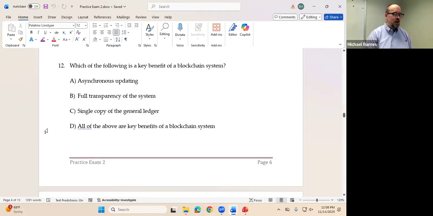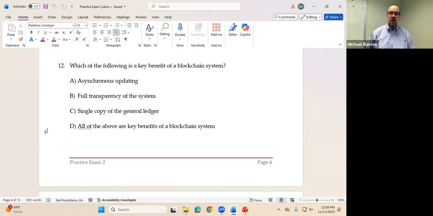Which of the following is a key benefit of blockchain system? Okay, so what about asynchronous update? What do you guys think about that? So we're close, but we have to eliminate the letter A. It is synchronous updating. Asynchronous means that we would do it at a later point in time and not consistent with the systems. It's supposed to be a synchronous updating system, okay?